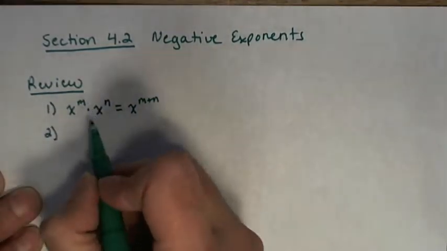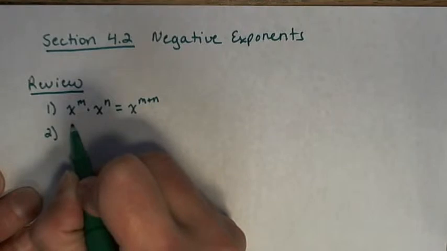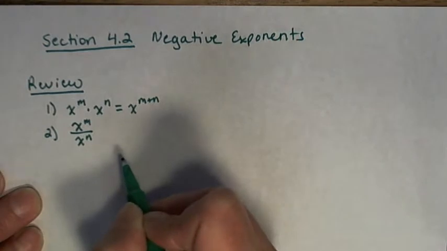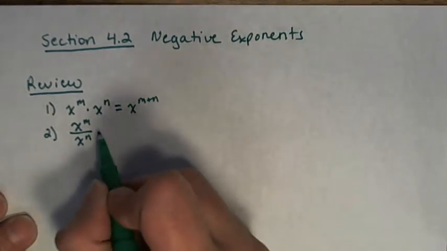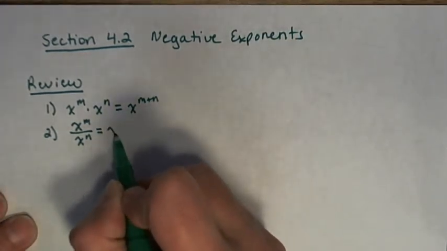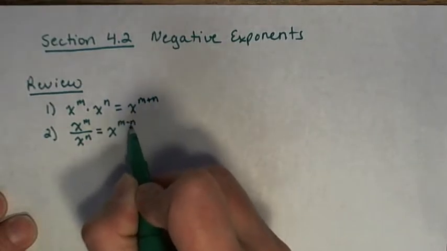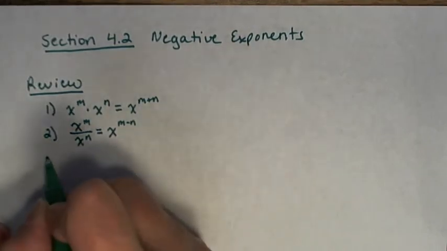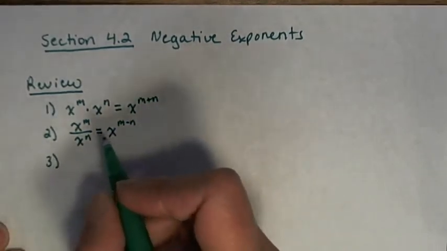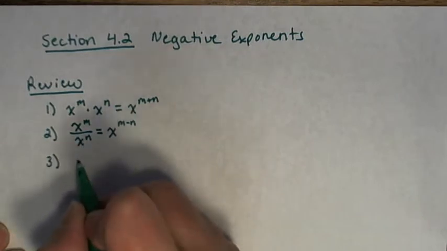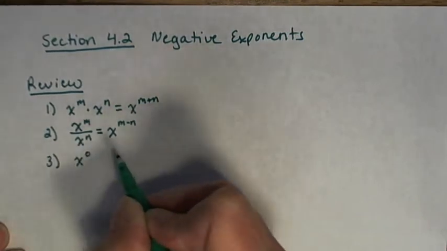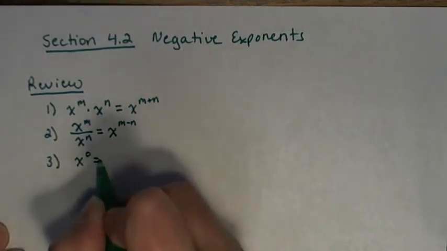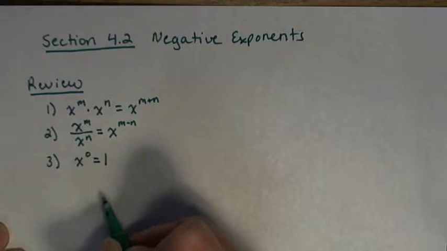Another rule that we looked at, which was the quotient rule, was x to the m over x to the n. And so if we're dividing these two expressions, we can simplify it by subtracting the exponents. The third rule that we looked at, which is one of my favorites, the zero exponent rule, simply states that if you have any base raised to the zero exponent, that always will equal 1.